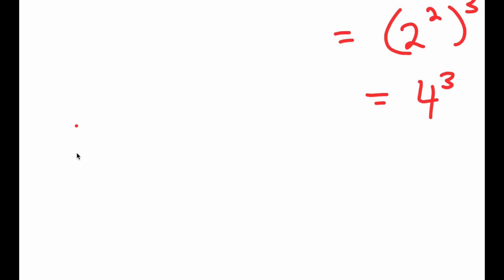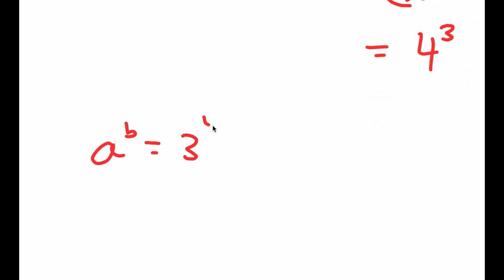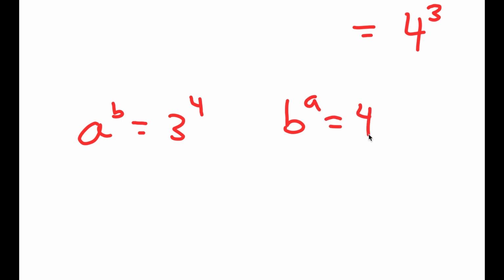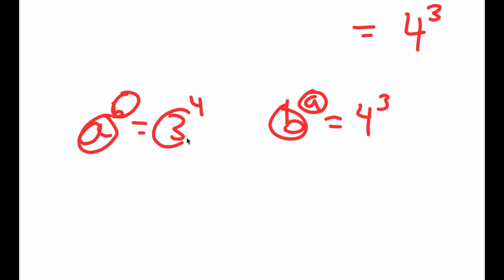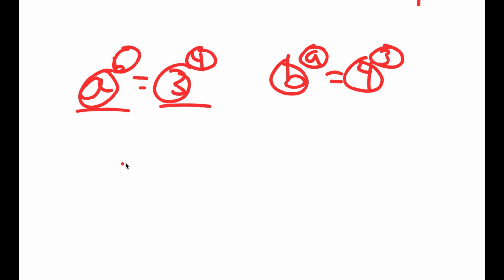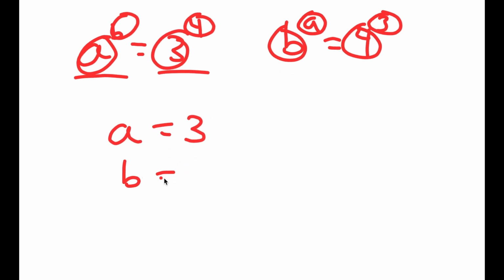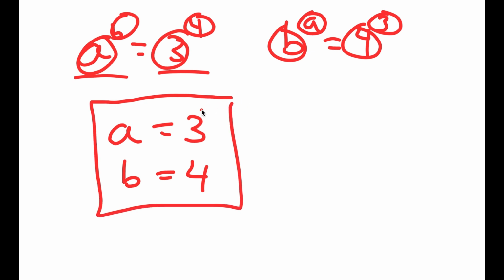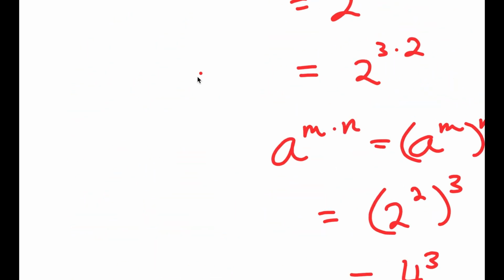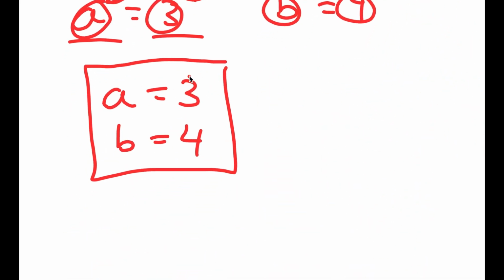Meaning, I have a to the power of b is equal to 3 to the power of 4, and b to the power of a is equal to 4 to the power of 3. Well, notice I have a to the power of b over here, b to the power of a over here. These two are switched. And I have 3 to the power of 4 over here and 4 to the power of 3 over here. Those two are switched. Meaning, we can assign the value of a to 3 and b to 4. So, the solution here is a equals 3 and b equals 4, as we just solved over here. And if you want, you can even plug this in and check for yourself.